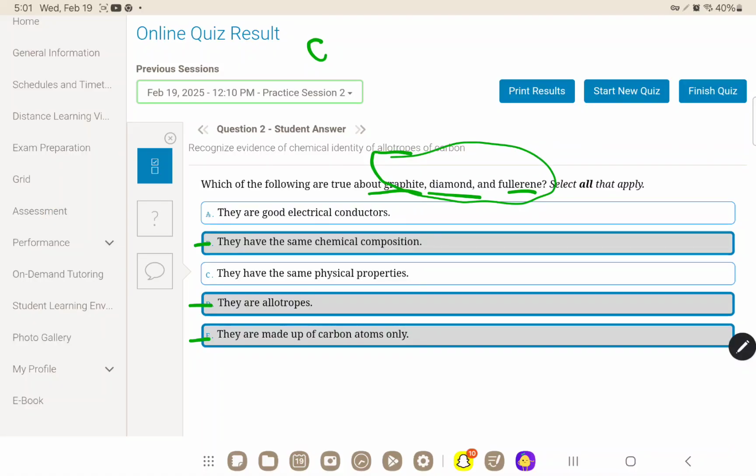They're all good electrical conductors. This is wrong because it's only graphite that's a good electrical conductor. They all have the same physical properties. No. The fact that only graphite's an electrical conductor means they don't have the same physical properties. And if they all had the same physical properties, then diamond would be as slippery as graphite, and graphite would be as hard as diamond. But they're not. That's why they don't have the same physical properties. Now moving on.